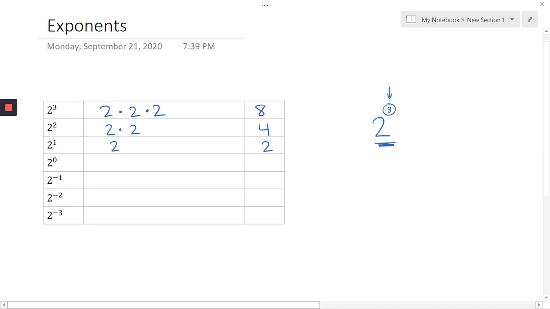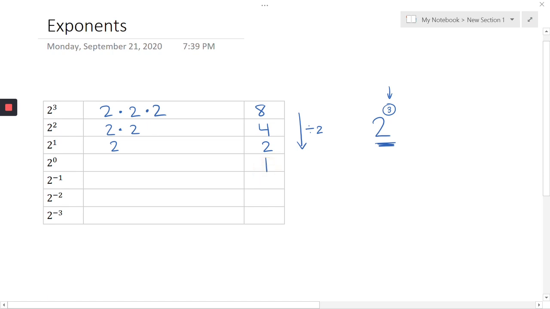Now, when we get to 2 to the 0 power, a lot of people think it's just 0 because we see a 2 0 times, but here's the catch. We have a pattern going on here, and from 8 to 4, we're halving. From 4 to 2, we're halving again, so we're just dividing by 2 each time. So then technically following that pattern, if I divide by 2, I should get a 1 here.